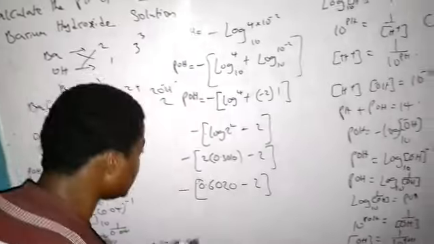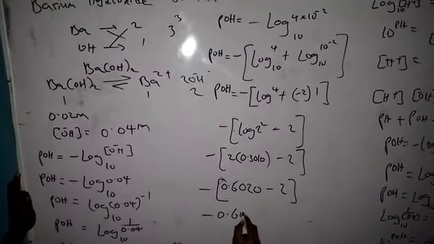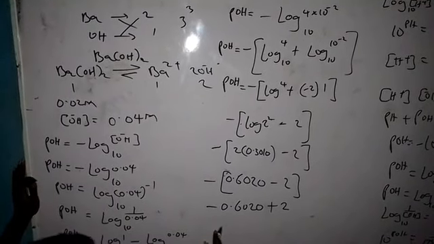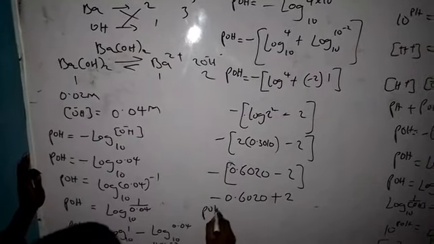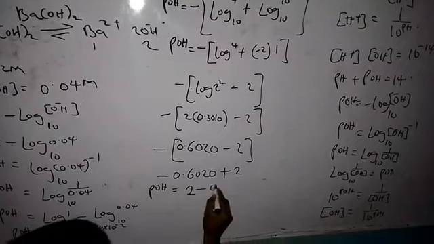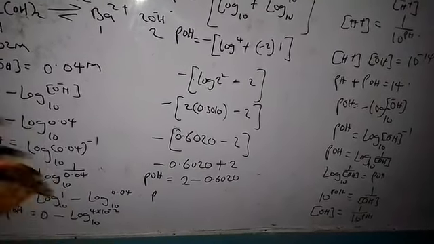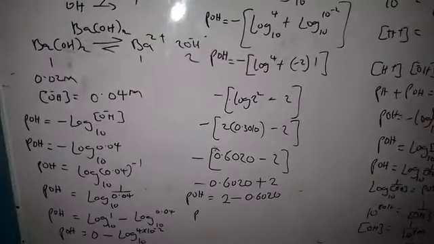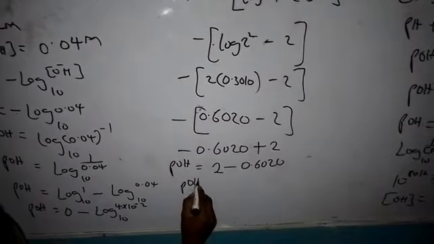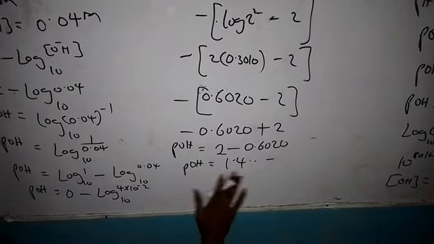So let's continue from there. We have minus multiplied by this: minus 0.6020 plus 2. Then I'll have my pOH equal to 2 minus 0.6020. If I use my calculator, my pOH is 1.4 something.